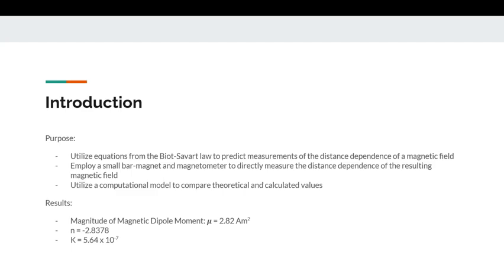The brief results of this lab were, we found a magnitude of the magnetic dipole moment to be 2.82 ampere meter squared. We also found the value of n to be equal to negative 2.8378 and the value of k to be 5.64 times 10 to the negative 7.